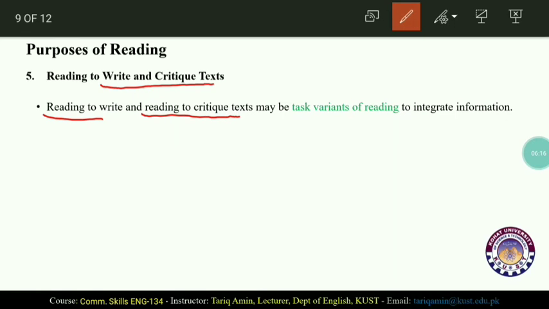Reading to write or reading to critique text may be task variants of reading to integrate information. These two reading purposes could be task variants of the previous purpose that we discussed in the previous slide, that was reading to integrate information.